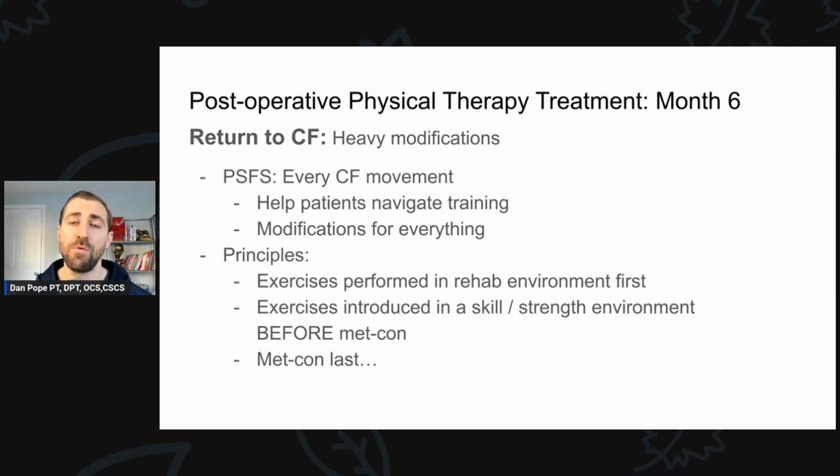All right? What I like to use is a patient-specific functional scale. That's basically an outcome measure that's popularized in the physical therapy world. And I have a patient-specific functional scale that has every single CrossFit movement in the gym, right? Essentially, I go down the list and I try to figure out which movements are okay and which ones aren't okay. And I make modifications for every single movement that I don't think is okay at this point.